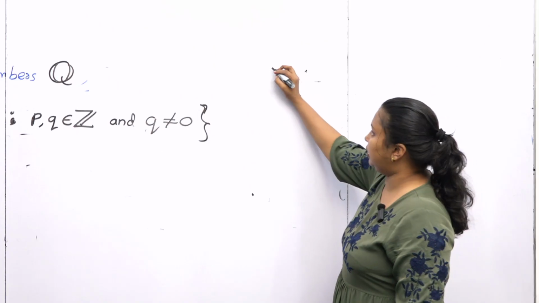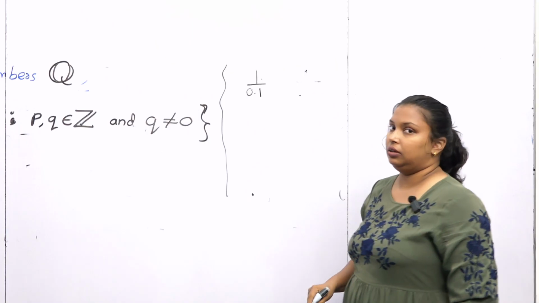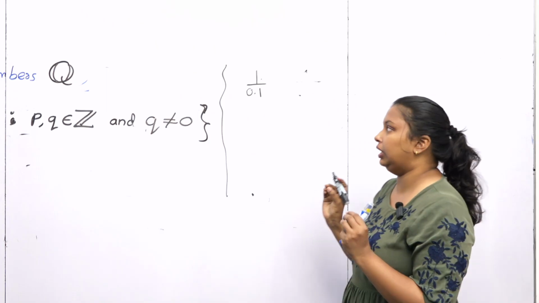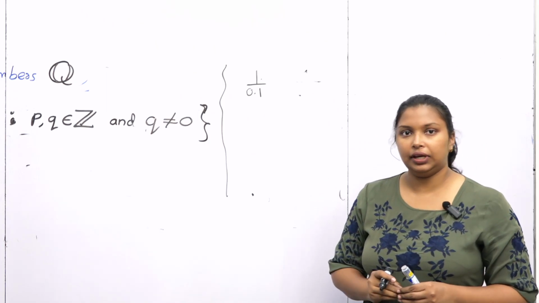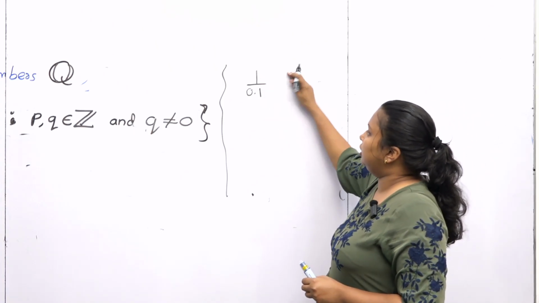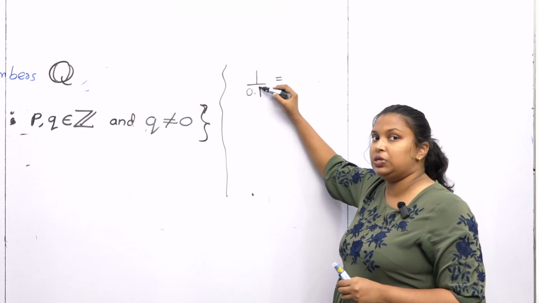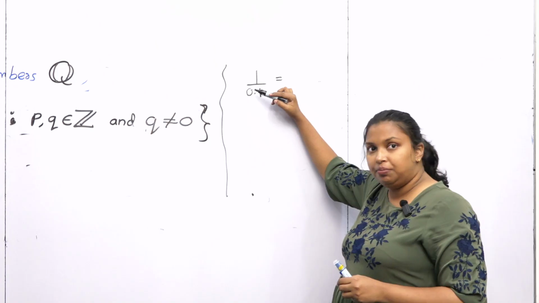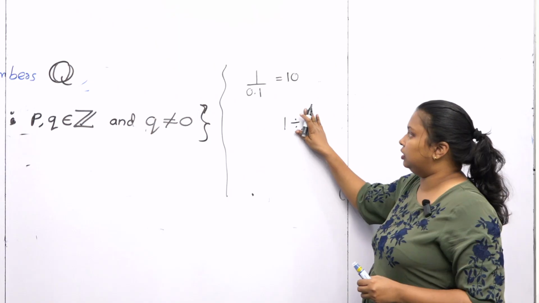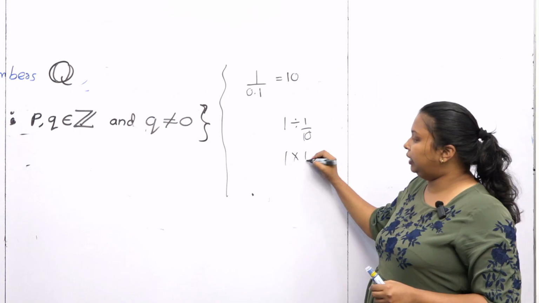Yes, what is 1 over 0.1, I will write it here. This is not the proof of this one, right? This is the idea I am trying to give. Can you understand? So 1 over 0.1 is equal to, now 0.1 means 1 over 10. So 1 divided by 1 over 10 means 1 multiplied by 10 over 1, which is 10.